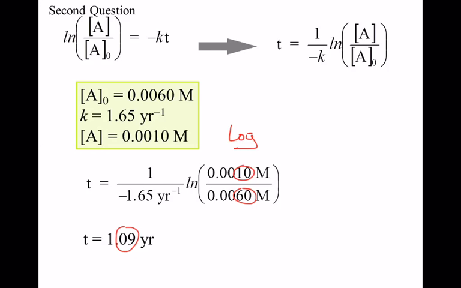Any questions? That's it. So if we had a problem like that, it wouldn't matter. That's the beauty. But I only do that with logs. If there's no logs involved, I'm holding you to the significant figures.